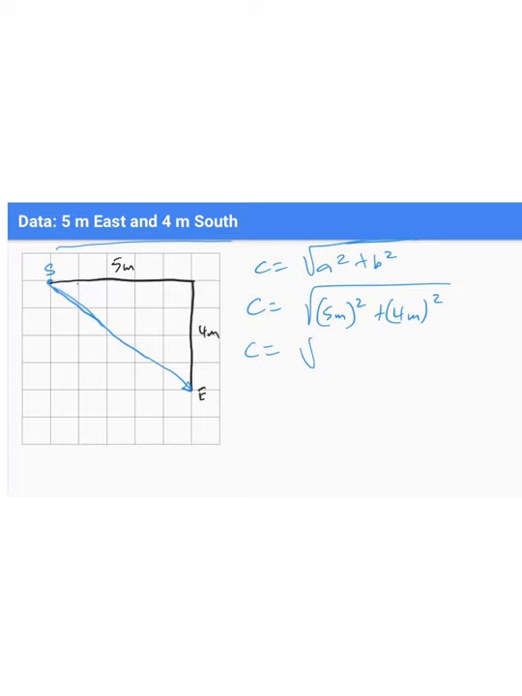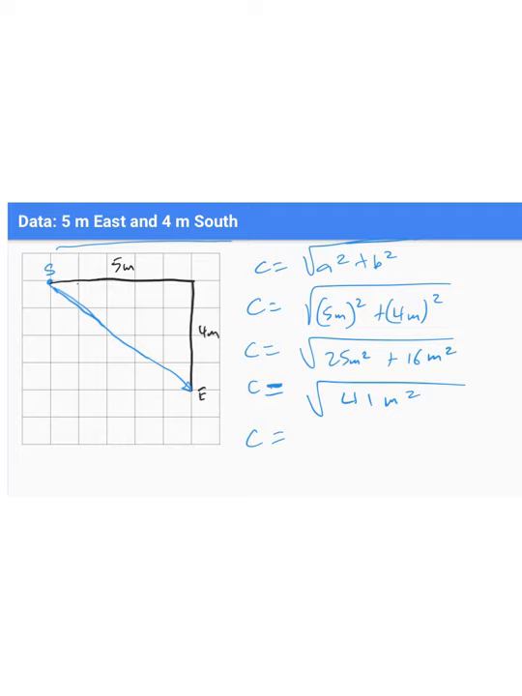So C is equal to the square root of 5 times 5 is 25. And 4 times 4 is 16. So C is equal to the square root of 25 plus 16. 5 plus 6 is 11. Plus 10 is 21. Plus 20, 41 meter square. Okay, I'm just double checking with my calculator. And now C will be just the square root of 41.